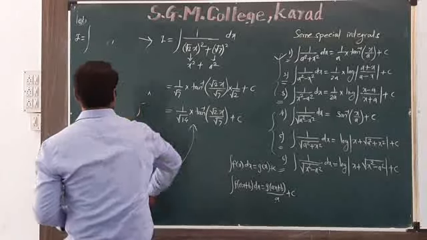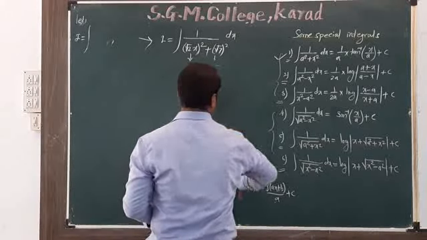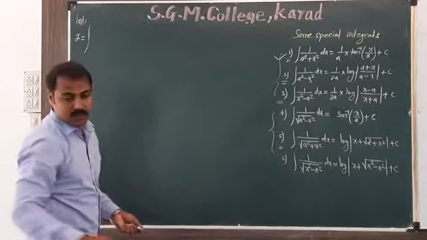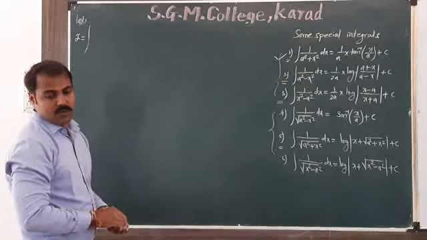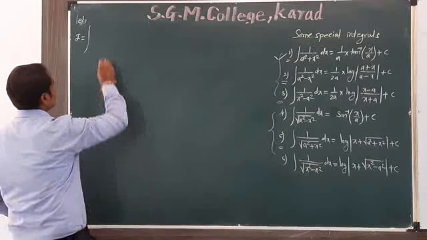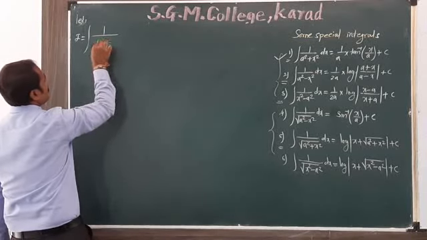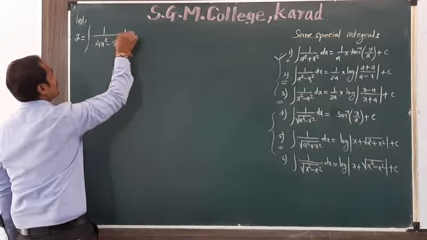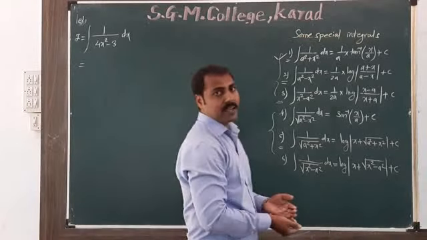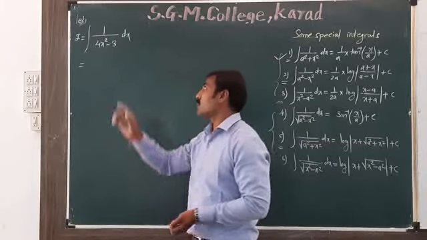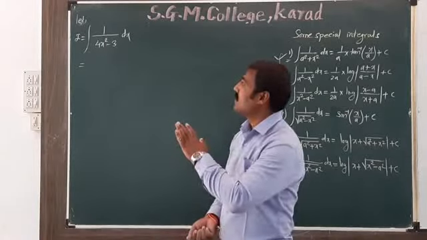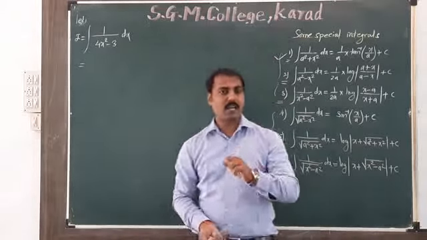Okay, the next example is: evaluate the integration 1 upon 4x square minus 3 dx. First denote the given integration by I. Let I is equal to, here in the numerator there is the term 1, and in the denominator there is the term of the square of a variable.